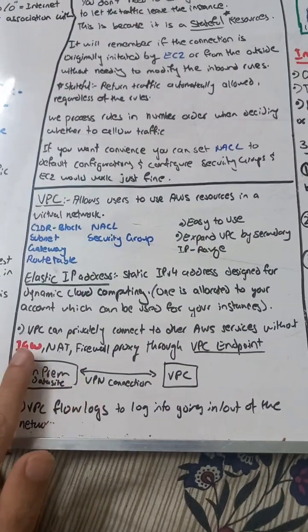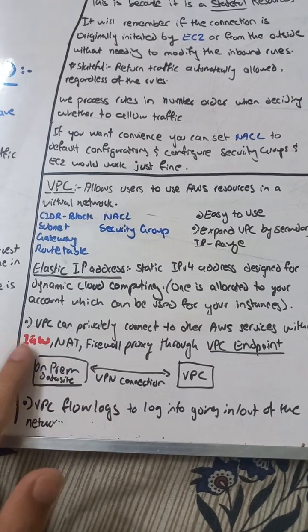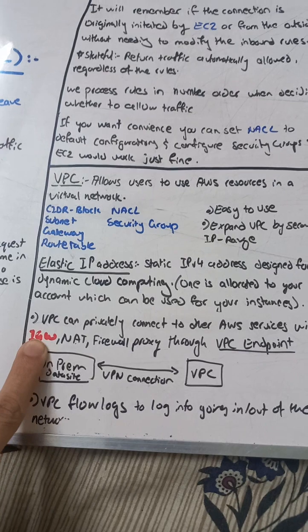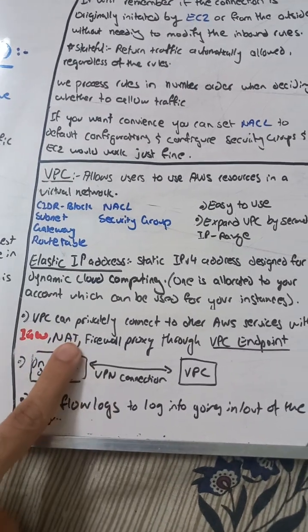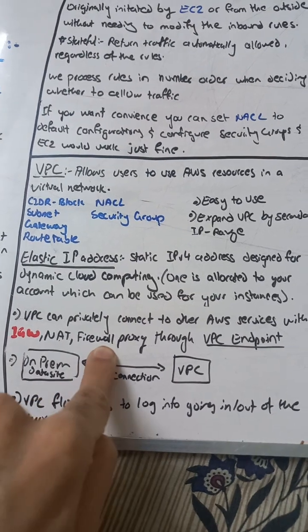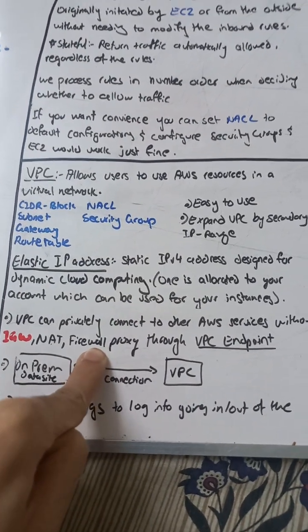Okay, so let's talk about these things. Internet gateway is to allow traffic to flow from the outside world, from the internet, to your public subnets. This is for your private subnets. I'm not sure about what firewall proxy does at this point, so I won't be talking about that.